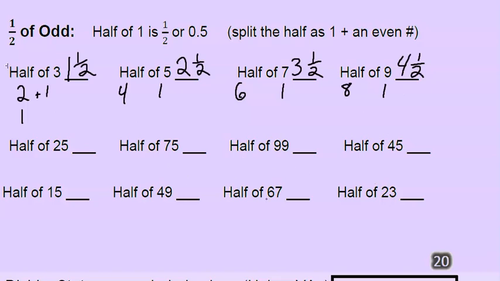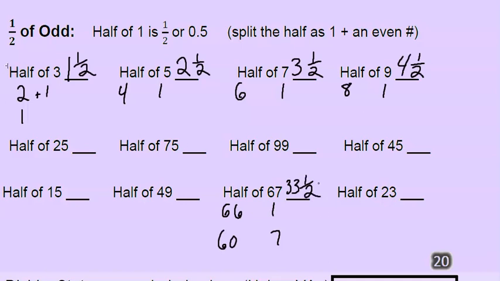So from there, we could use these to find half of bigger odd numbers. Let's find half of 67. We could break that down into either half of 66 and half of 1, or we could do half of 60 and half of 7. 66 looks like it's pretty easy to find half of. Half of 6 is 3, half of 6 is 3. So we have 33, and then the half of 1 is the 1/2.